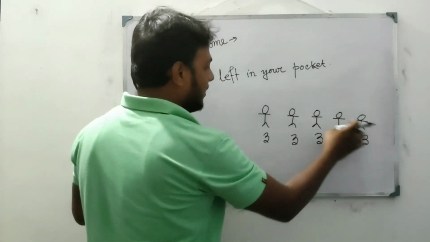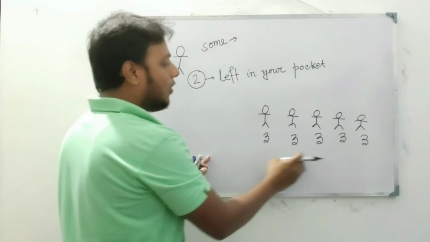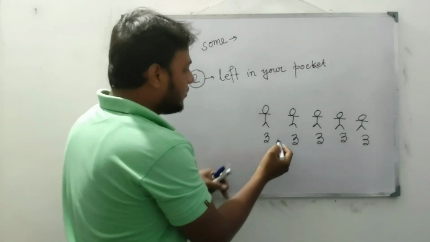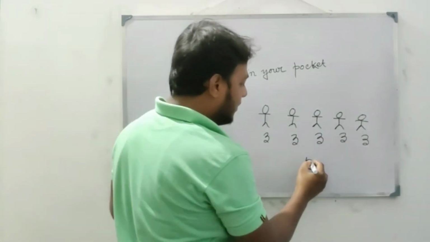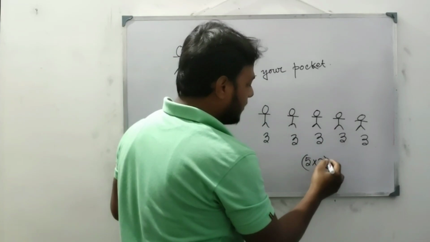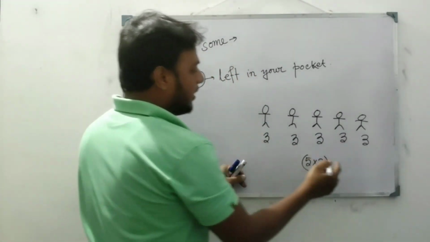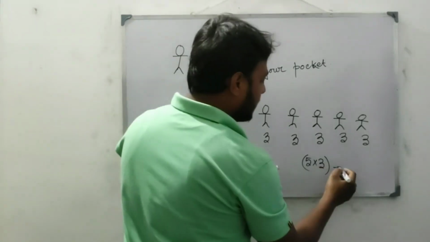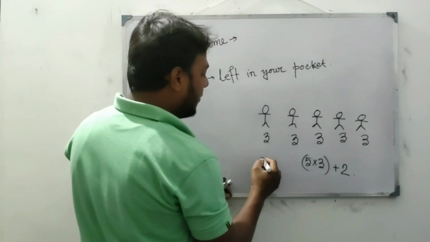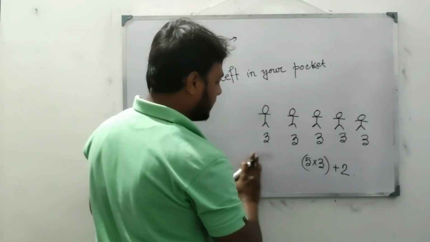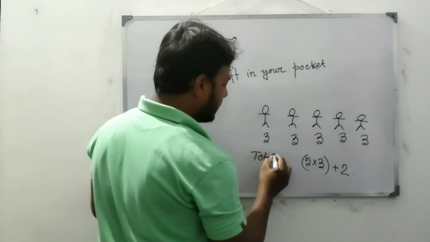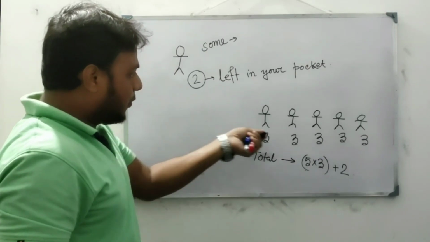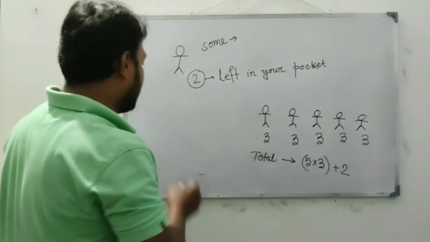Just try to understand, all the chocolates are in this position. See, these are the chocolates and the left ones. So if we add all these, then we will get the total chocolates. You have distributed among 5 students, so 5 into 3. Here the total number distributed is this, and left in your pocket is 2. So this is our total number of chocolates. Clear?